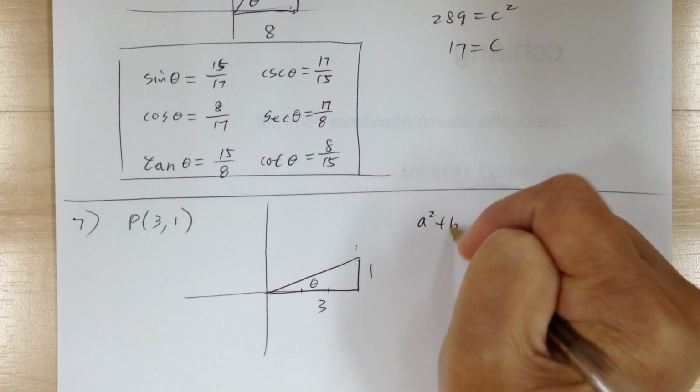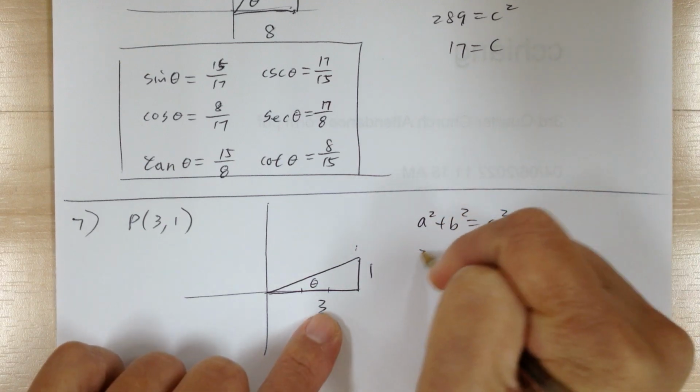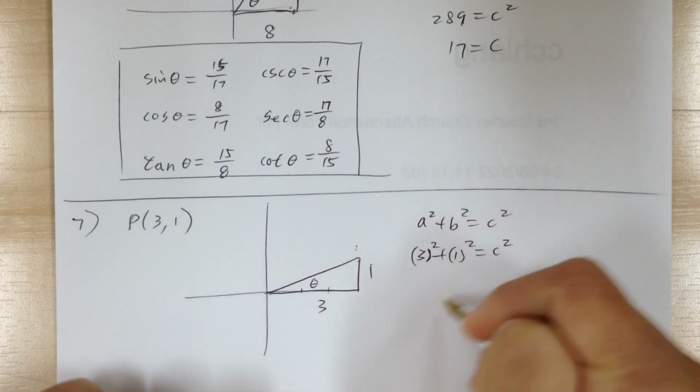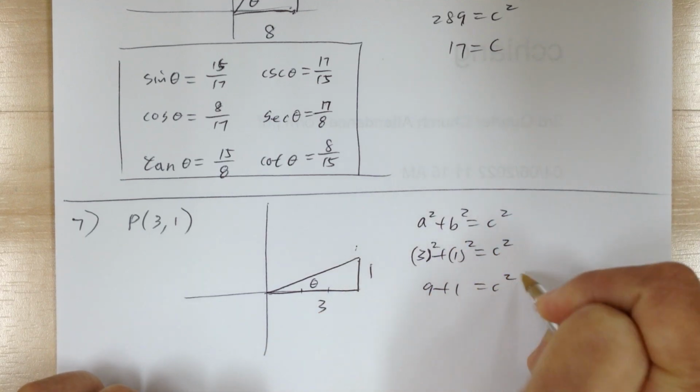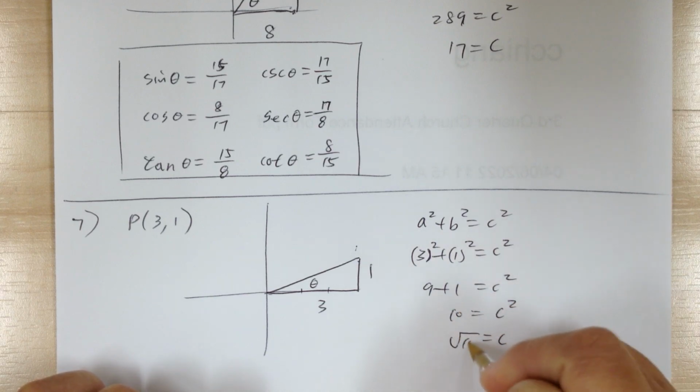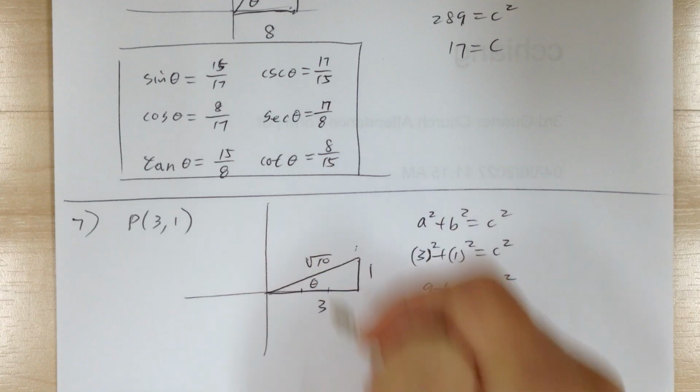So a squared plus b squared equal to c squared. So 3 squared plus 1 squared equal to c squared. So 9 plus 1 equal to c squared. So 10 equal to c squared. So c equal to square root of 10. So put square root of 10 over here.